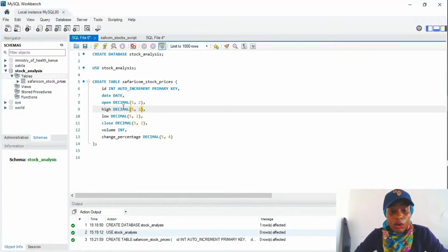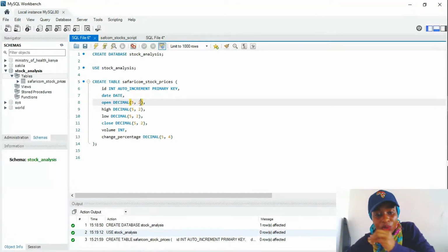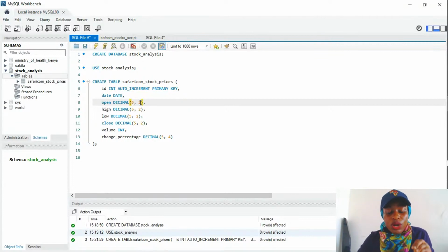I was saying, this decimal 5 here just sets the amount of values we want in this particular column. We're saying we want the numbers to be like 5, and then rounded to the next two decimal points. So if we have 10.5.5.6, it's going to be rounded off to 10.5.6. So I think that is clear.